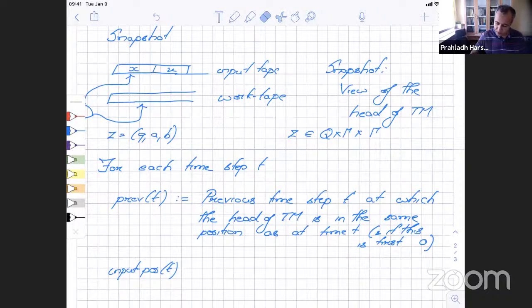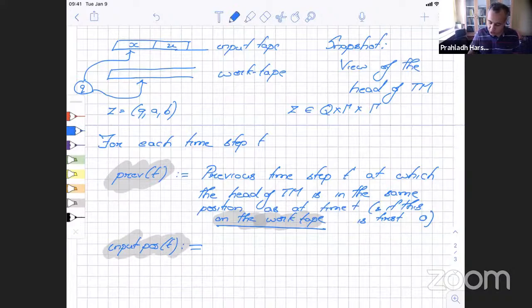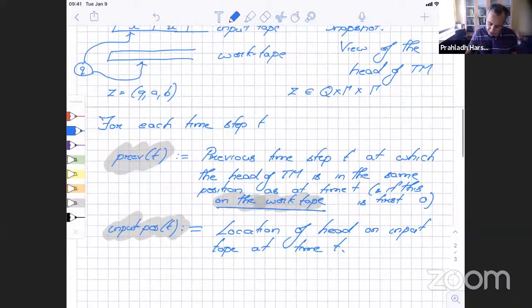And what is input position? Input position t is the location of the head. Prev t is with respect to the work tape: the head of the Turing machine is in the same position as at time t on the work tape. This is just on the work tape, and that's important. And input position t is with respect to the input tape. It is the location of the head on the input tape at time t. So this is important.